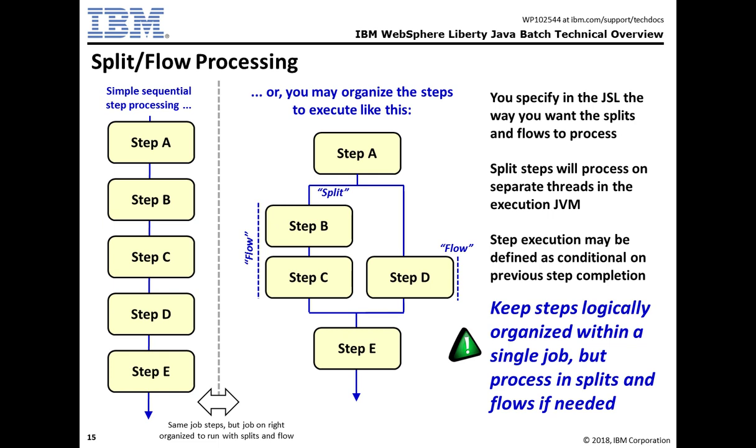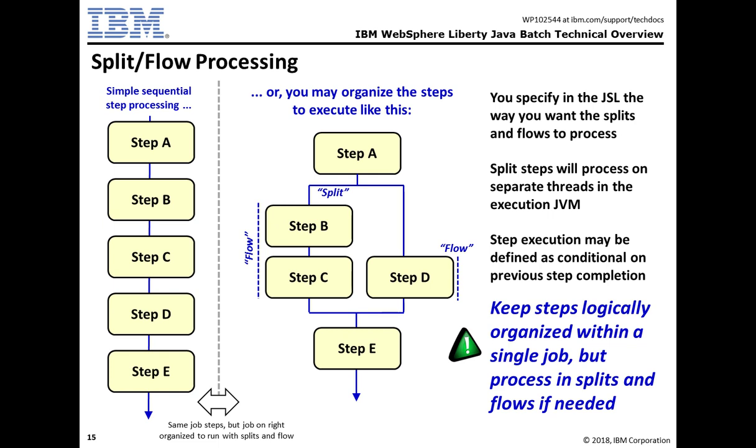Another thing that's in the JSR, or in JSR 352, is split flow processing. Traditional jobs flow like the one on the left. There may be some branches based on conditional things, but there's a sequence that the job kind of falls through.